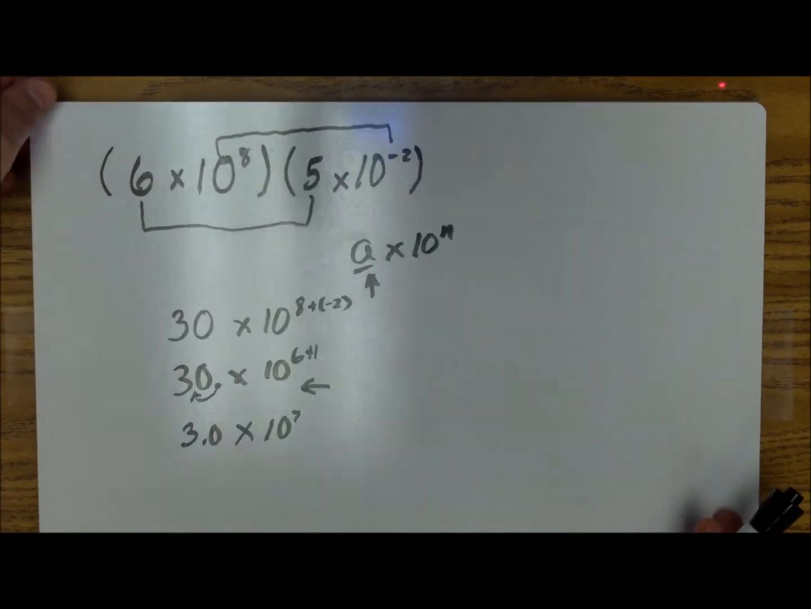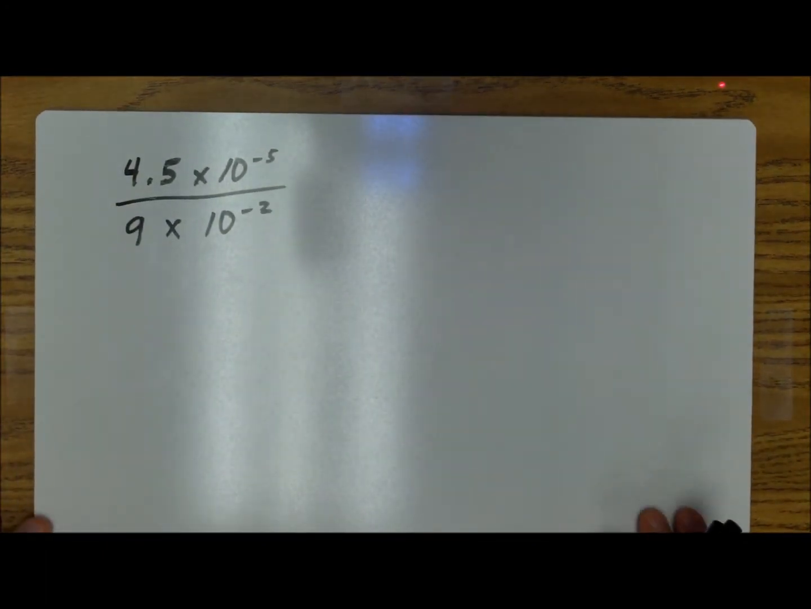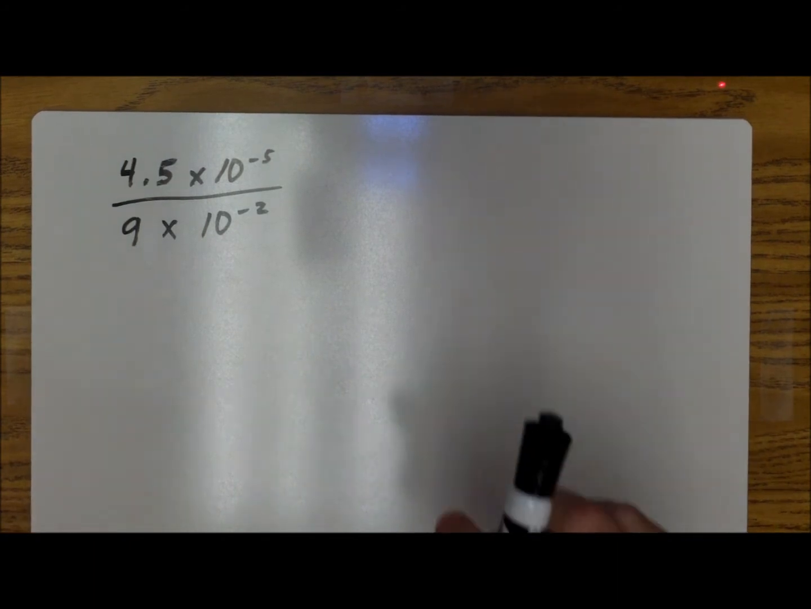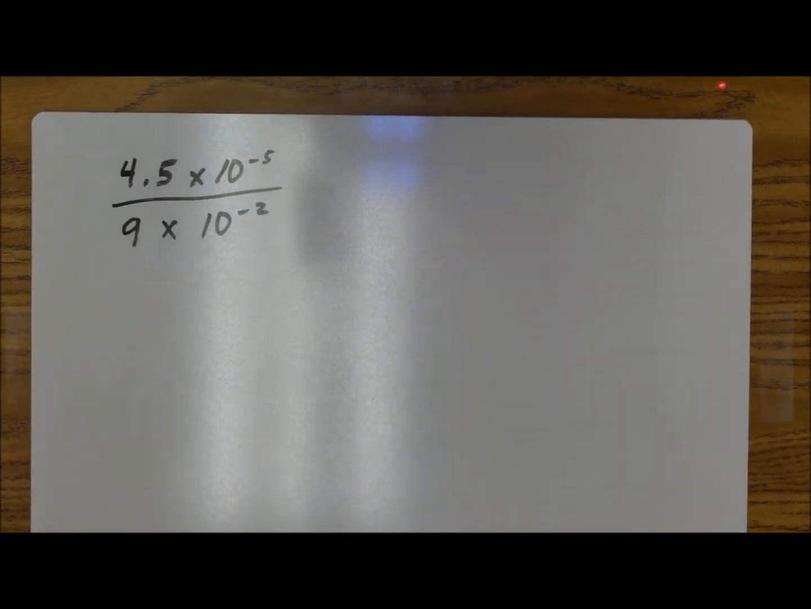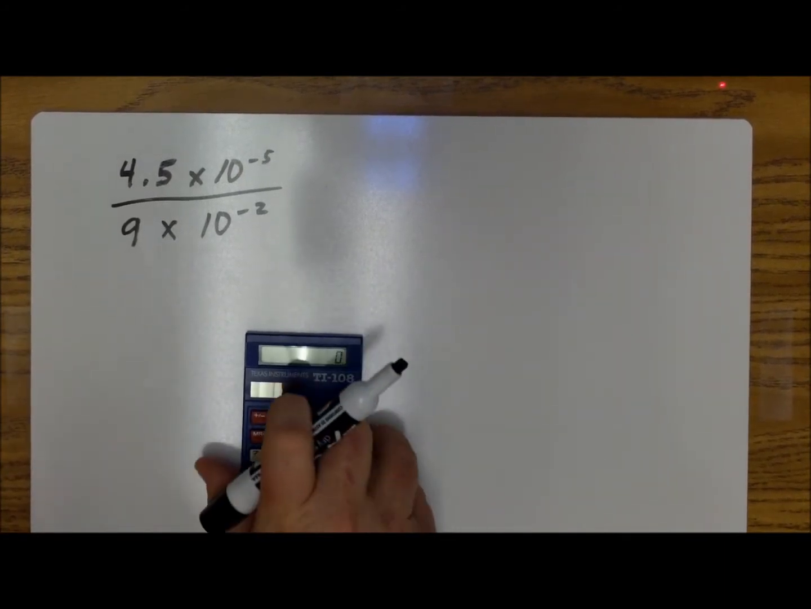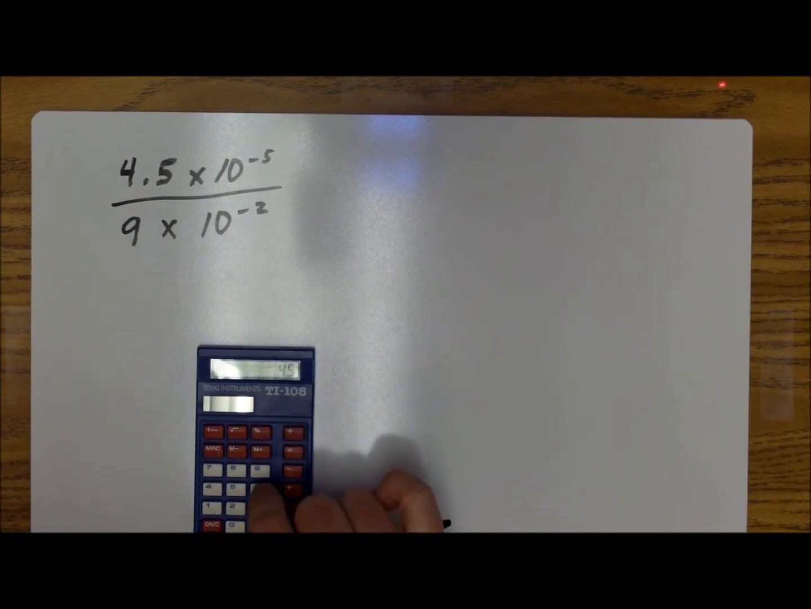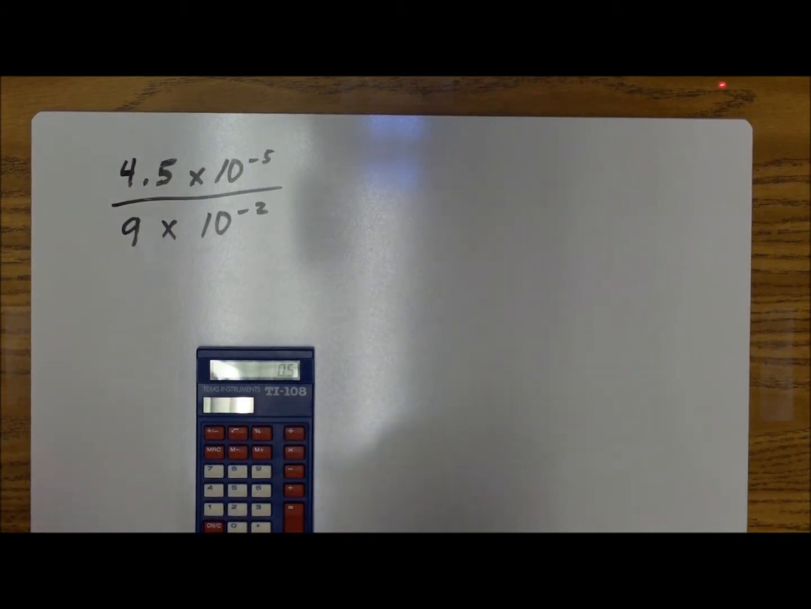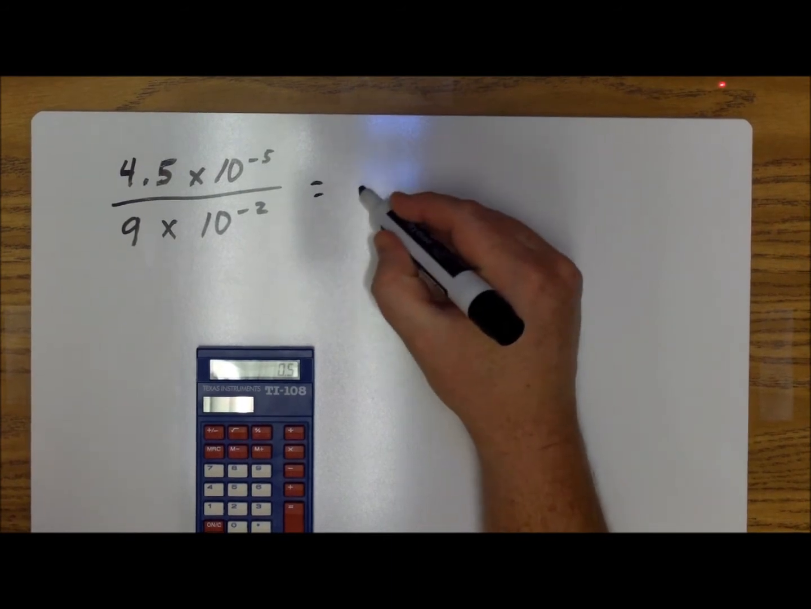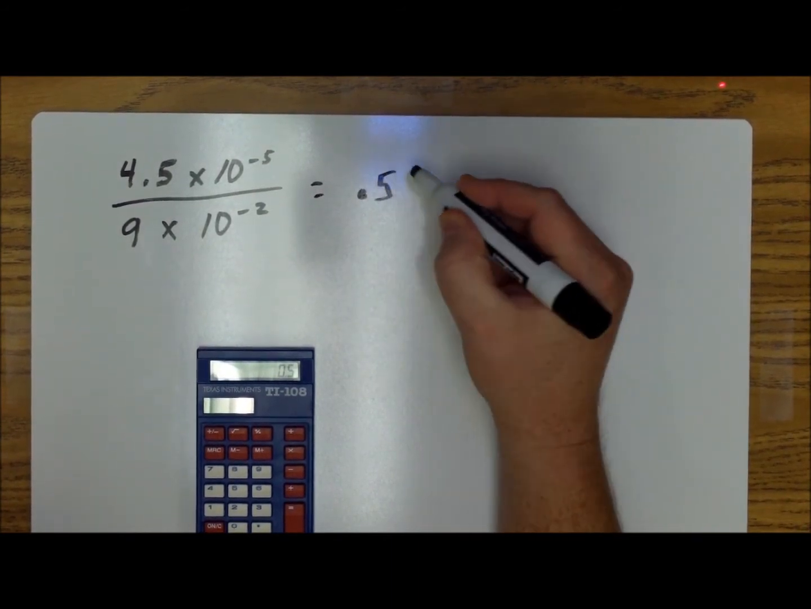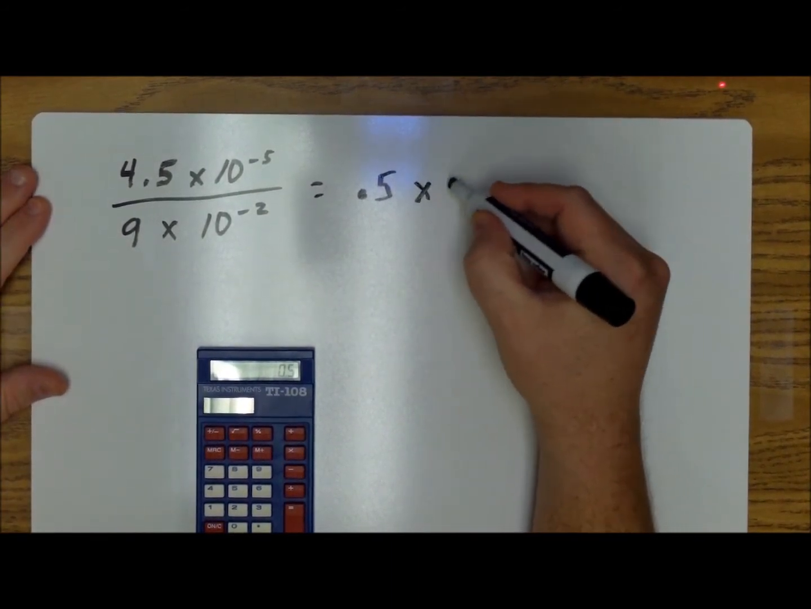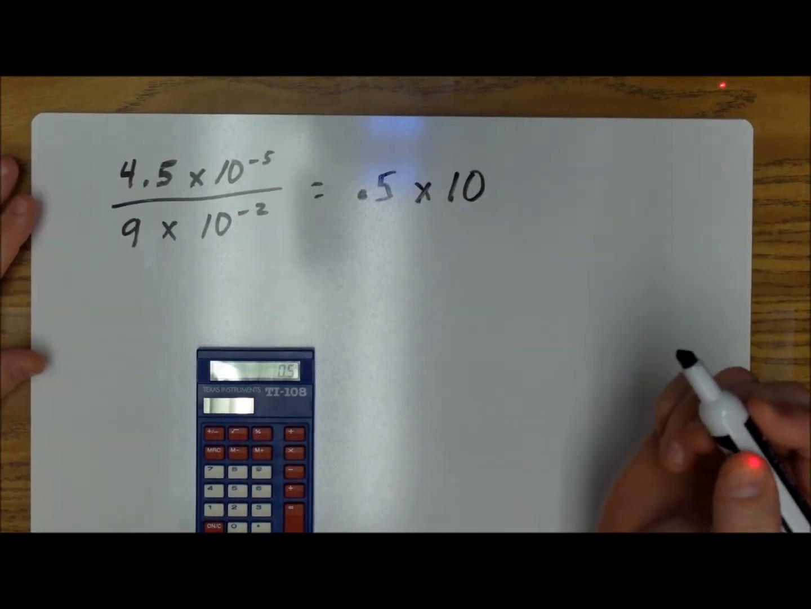Okay, now we're going to try a division problem. And we have 4.5 times 10 to the negative 5th over 9 times 10 to the negative 2 power. So the first thing I'm going to do is use our calculator to actually divide 4.5 by 9. And that ends up giving us 0.5. I'm going to go ahead and put my times 10.